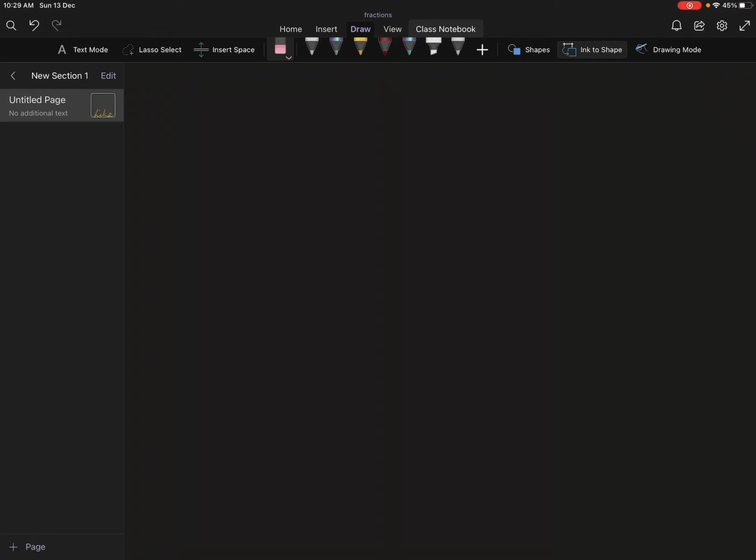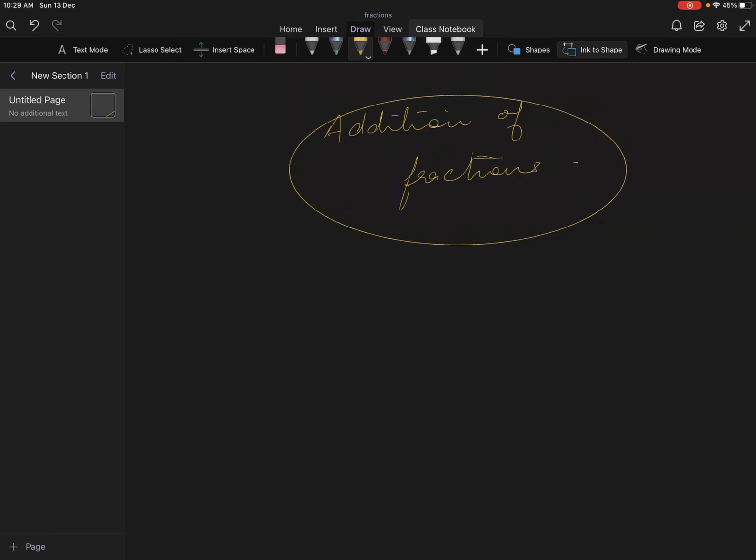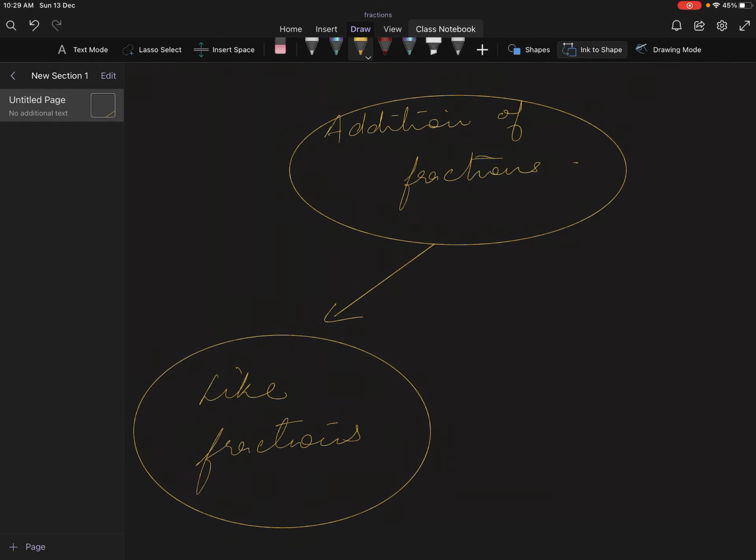Dear students, our today's topic is addition of fractions. For this, children, you will first have to identify whether your given fractions are like fractions, or unlike fractions.